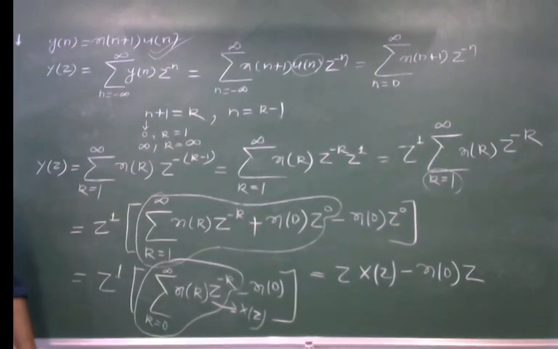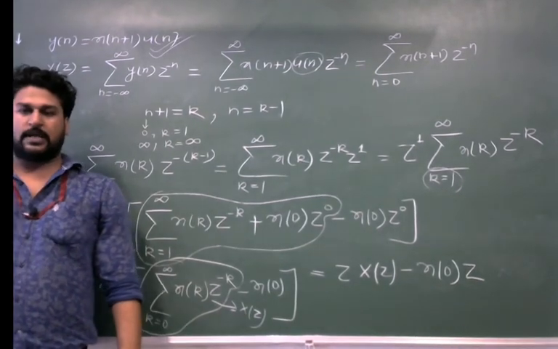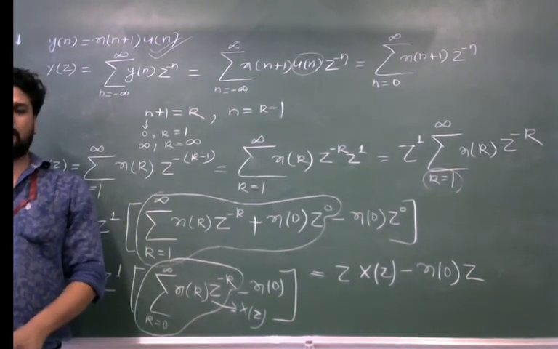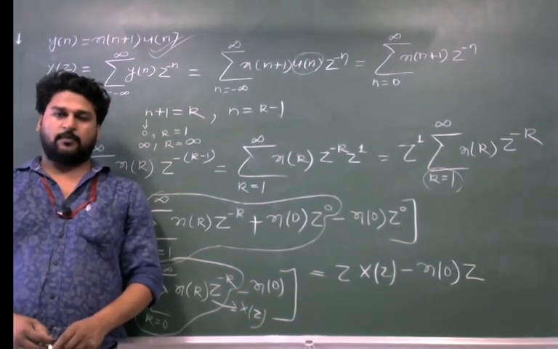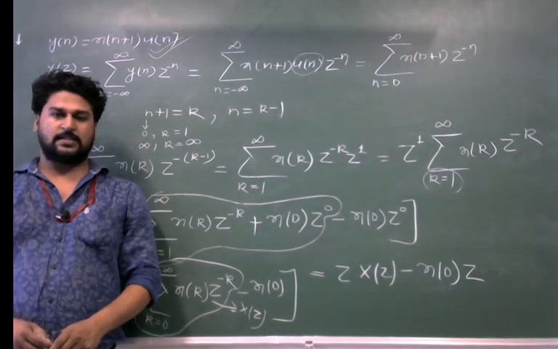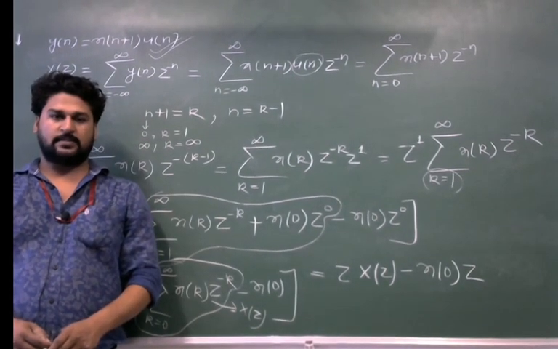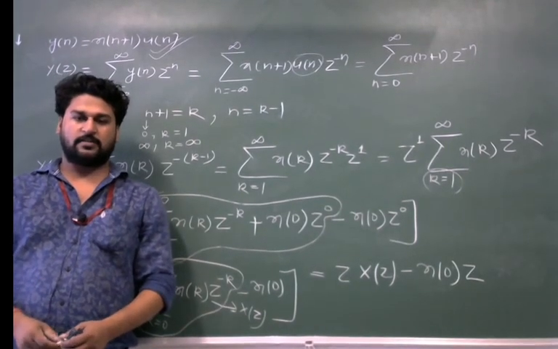So this is all for this lecture. In the coming lectures, we will include some more examples and clarify the concept of region of convergence of the z transform. Then we will move to discuss the properties of the z transform, and we will discuss examples based on the properties of the z transform. So this is all for this lecture.